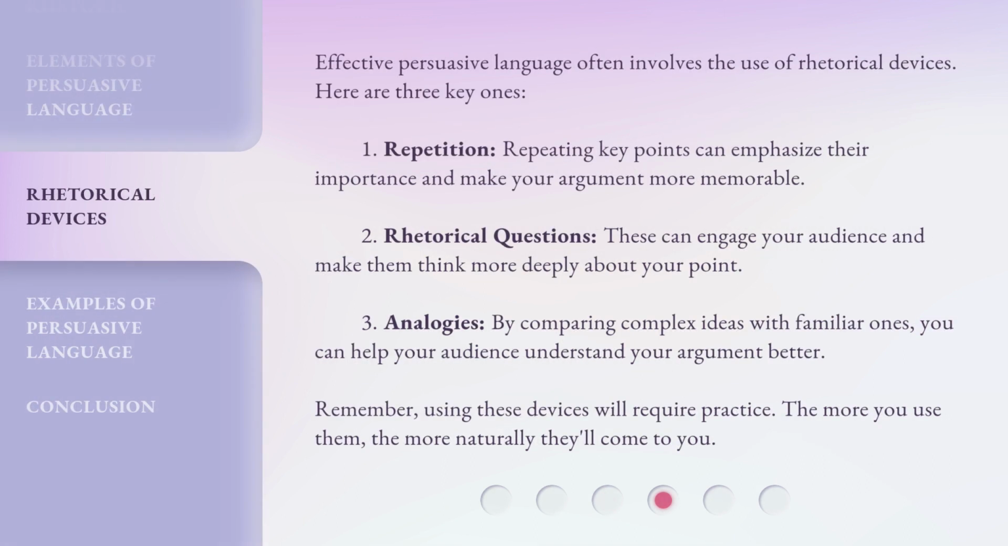Effective persuasive language often involves the use of rhetorical devices. Here are 3 key ones. 1. Repetition. Repeating key points can emphasize their importance and make your argument more memorable. 2. Rhetorical questions. These can engage your audience and make them think more deeply about your point. 3. Analogies. By comparing complex ideas with familiar ones, you can help your audience understand your argument better.